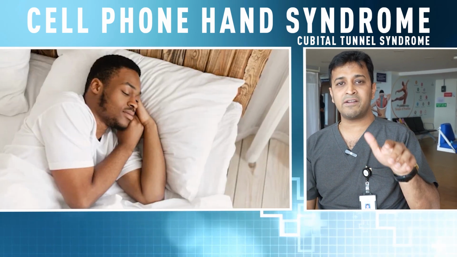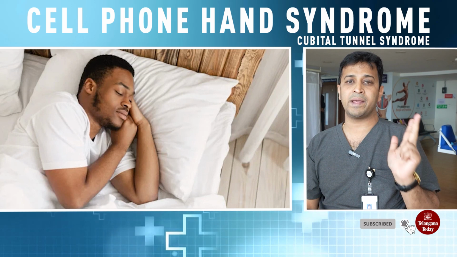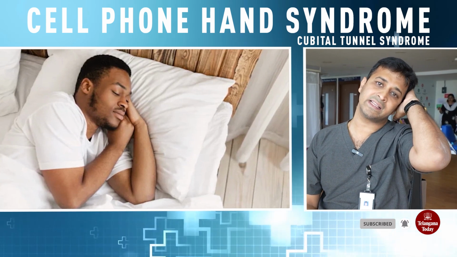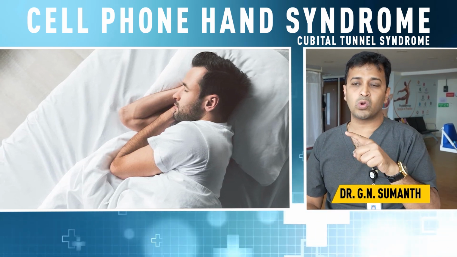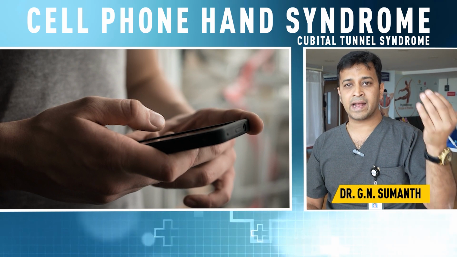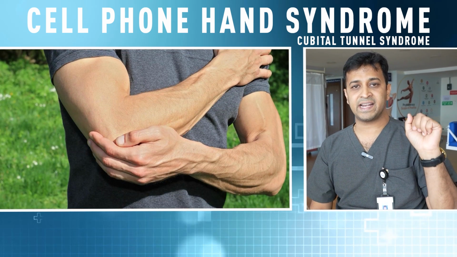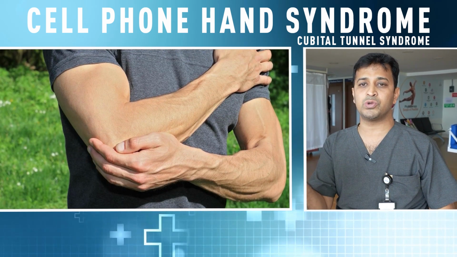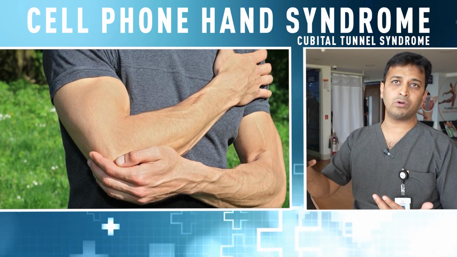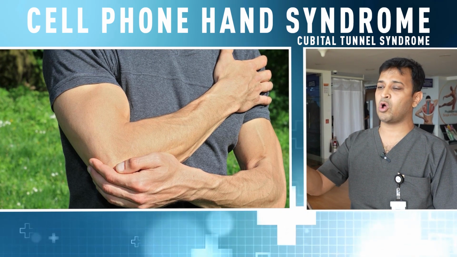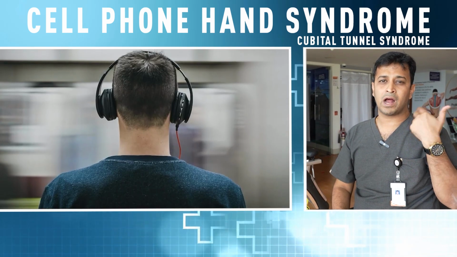So we need to identify the cause: whether he is a software professional, whether he is overusing the phone, or his sleeping posture, whether he keeps his hand bent under his head while sleeping. We need to identify the root cause and educate the patient about it. If he is using a cell phone a lot and getting symptoms in the left hand, we tell the patient to use the phone with the other hand, and to keep it on speaker and talk, so he does not bend a lot. Sometimes you can use earphones and talk.